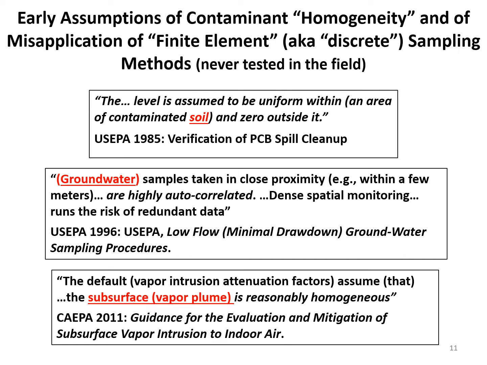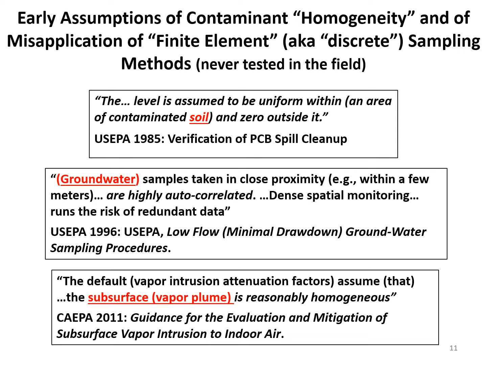For groundwater, a similar assumption was made. Groundwater samples taken in close proximity, say within a few meters, are highly autocorrelated. Dense spatial monitoring runs the risk of redundant data, from a 1996 US EPA document. This was never tested in the field. Whoever goes out and puts lots of monitoring wells a few feet apart to look at small-scale random variability in contaminant concentrations?